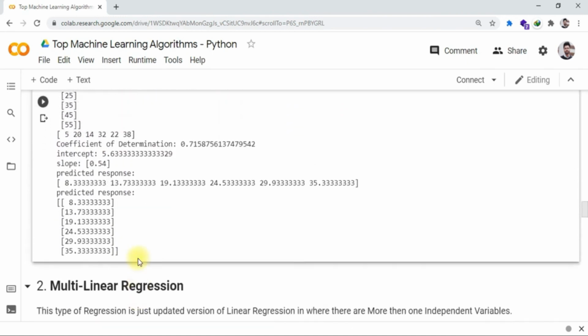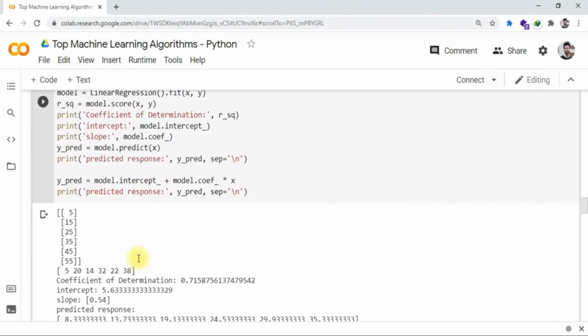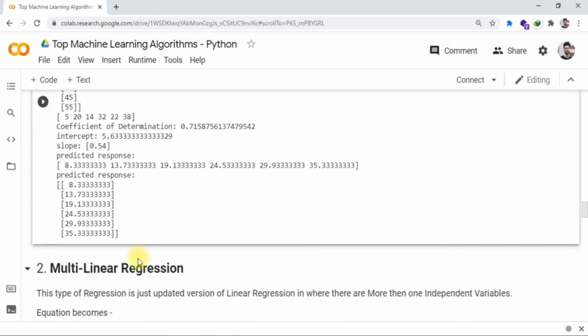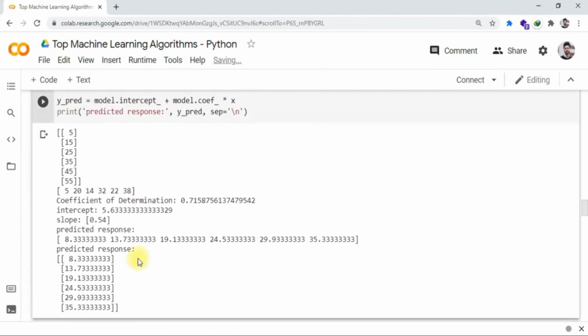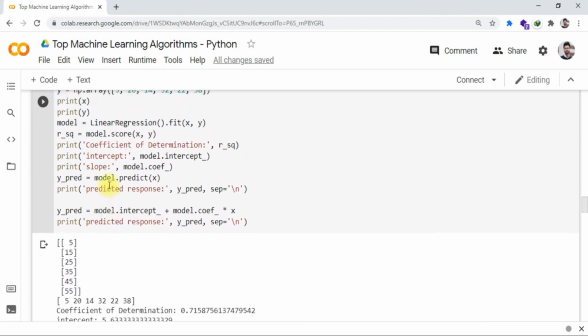So I hope you guys like this section of linear regression, and in our next video I will tell you about the multi-linear regression where we have more than one independent variable. Like here we have just one independent variable. In our multiple linear regression there are going to be more than one independent variables. So thank you so much.